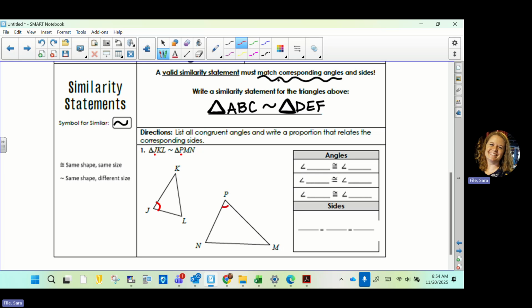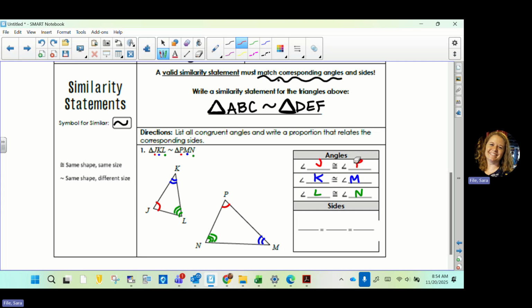So J is first, P is first. So that means J and P are congruent. So I'm going to mark them congruent. They used K second and then M second. So I'm going to mark those two congruent. And then they did L and N. So over here, angle L is congruent to angle N. Angle K is congruent to angle M. And angle J is congruent to angle P, because that's the order that they wrote the similarity statement.